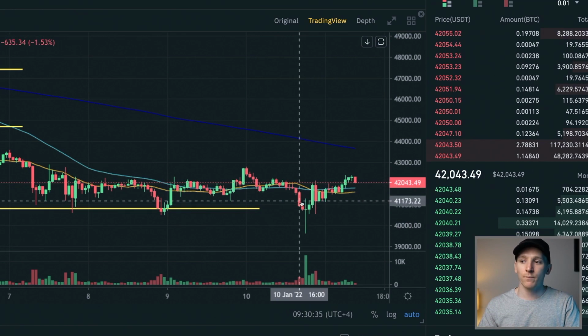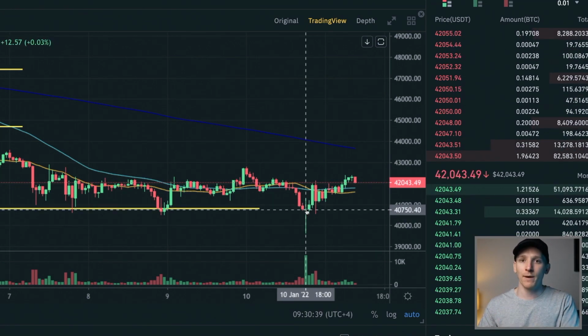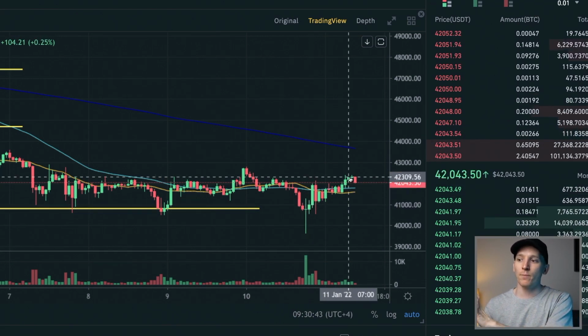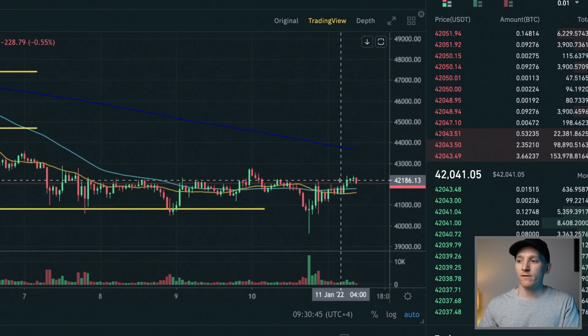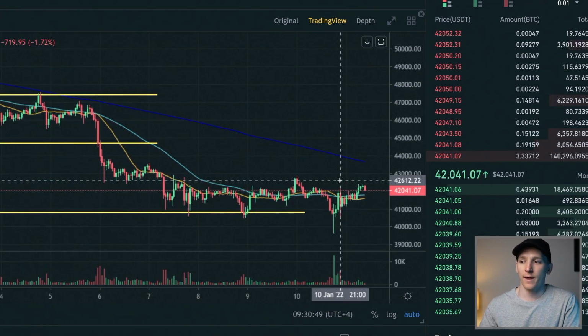Sellers came in, tried to push it down, and there was just an immense amount of buying pressure that came in and pushed it back up. And then you've seen the next two sessions are really bullish as well, and you're getting some more buying. What I would suggest here is, we're at a key level, right? We're still kind of in a downtrend. There's no getting away from that.